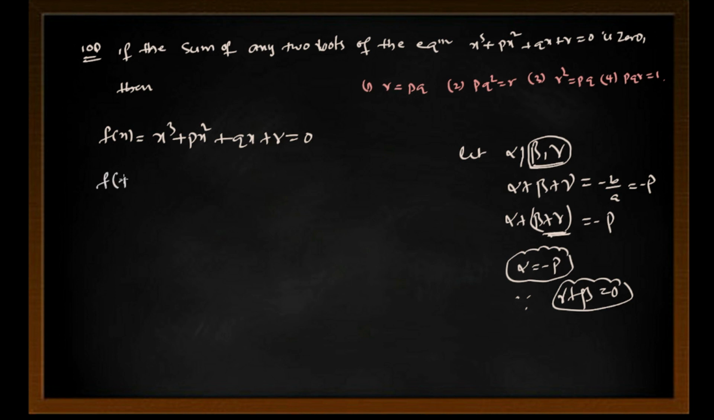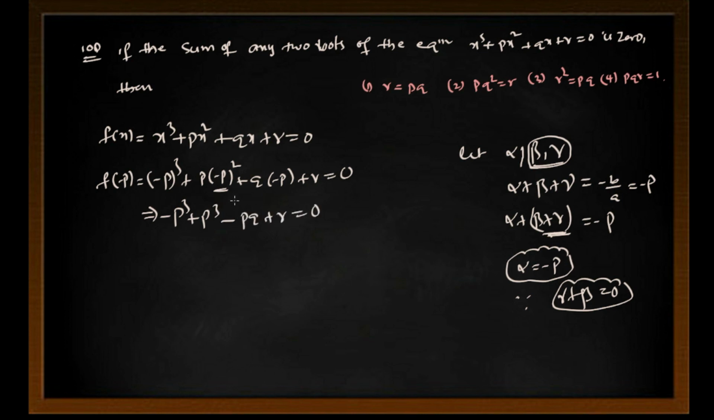Then f of minus p equals to (minus p) whole cube plus p into (minus p) whole square plus q into minus p plus r equals to 0. So (minus p) whole cube is minus p cube only, (minus p) whole square is plus p square into p, that is plus p cube, and this is minus pq plus r equals to 0. So p cube plus minus p cube get cancelled. So r equals to pq. So r equals to pq is the first option.